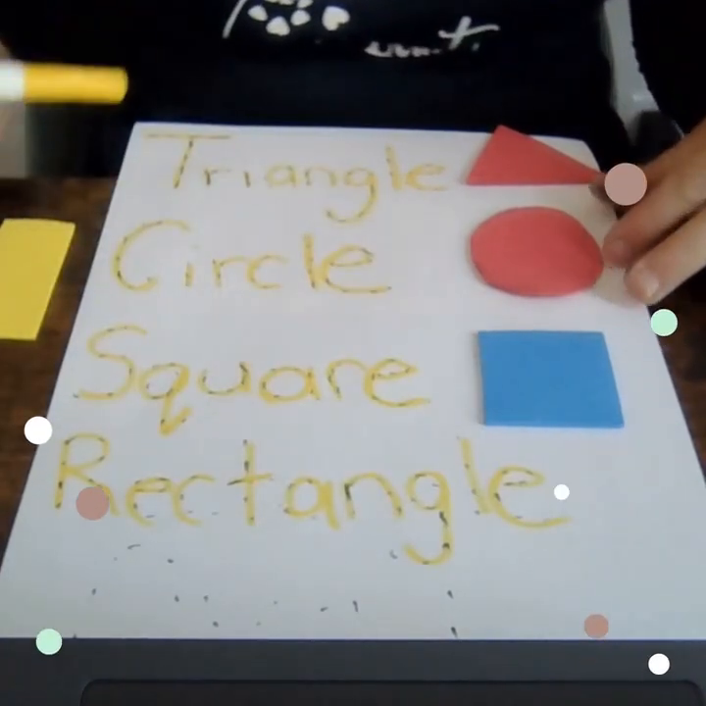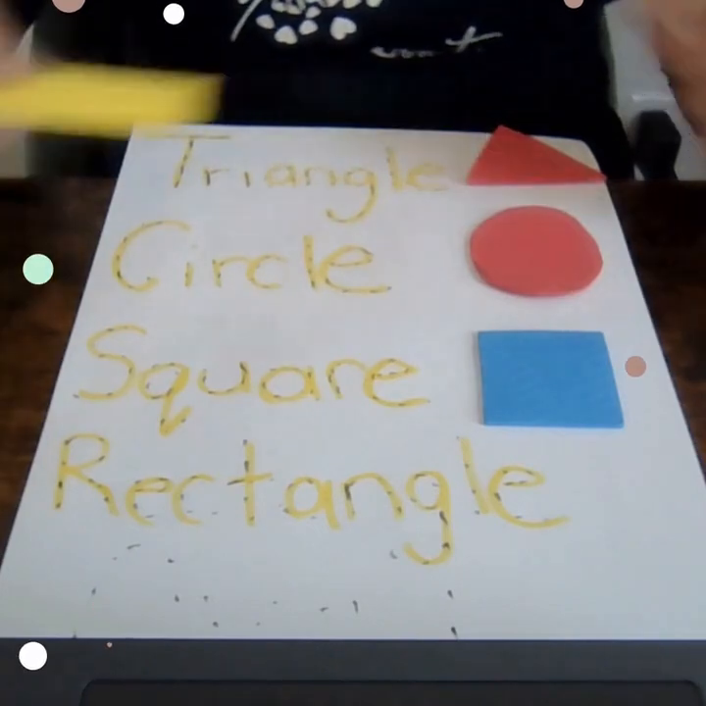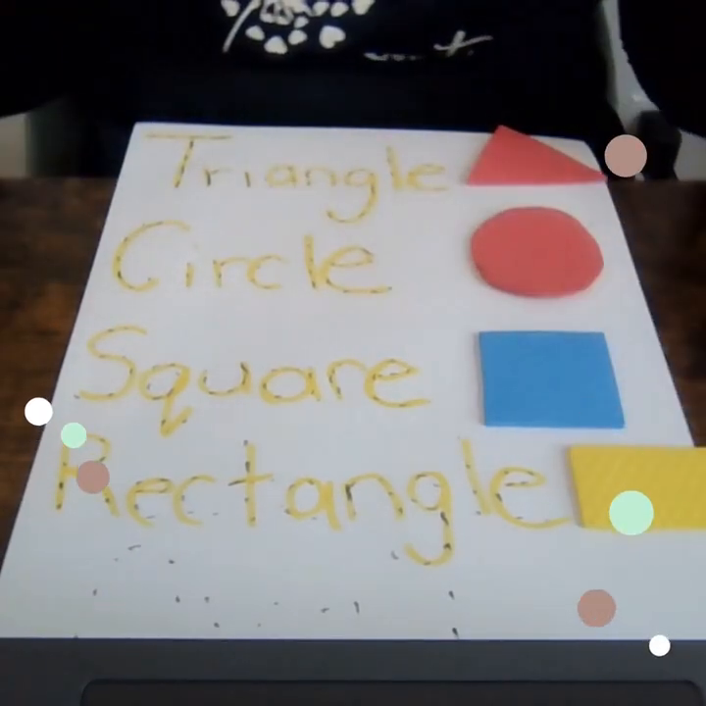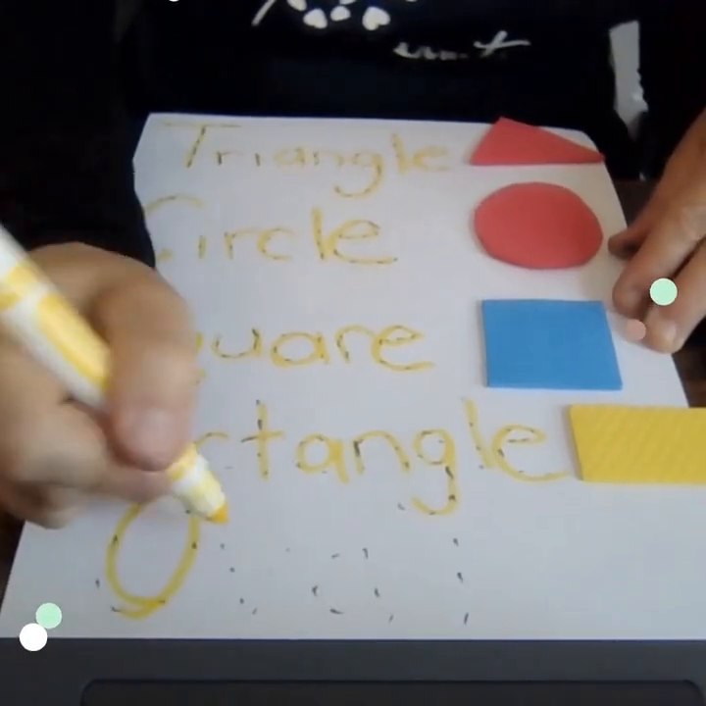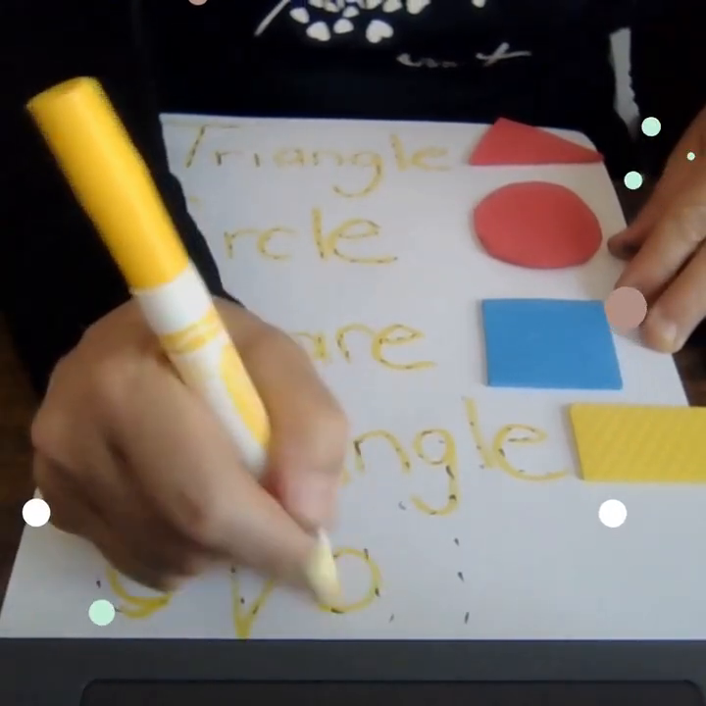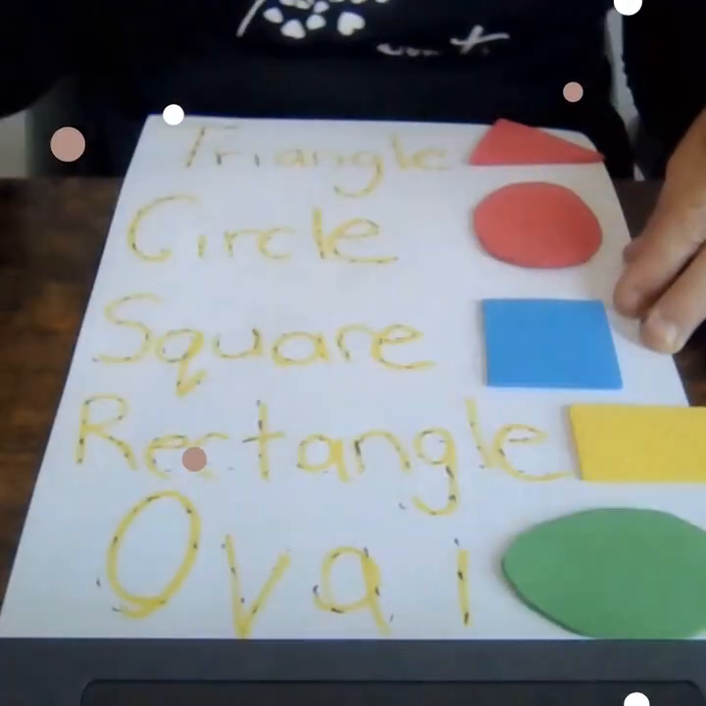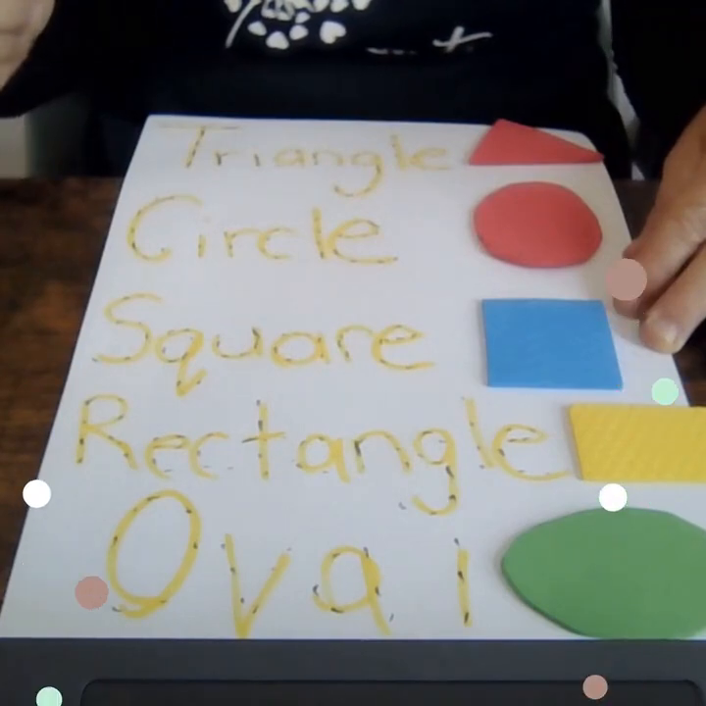Rectangle. Okay, between this one and this one, which one's your rectangle? That's right. It has 4 sides. I'm going to put it there. And that means my last one is my oval. Yeah, reminds me of an egg. So now I have them all ready.